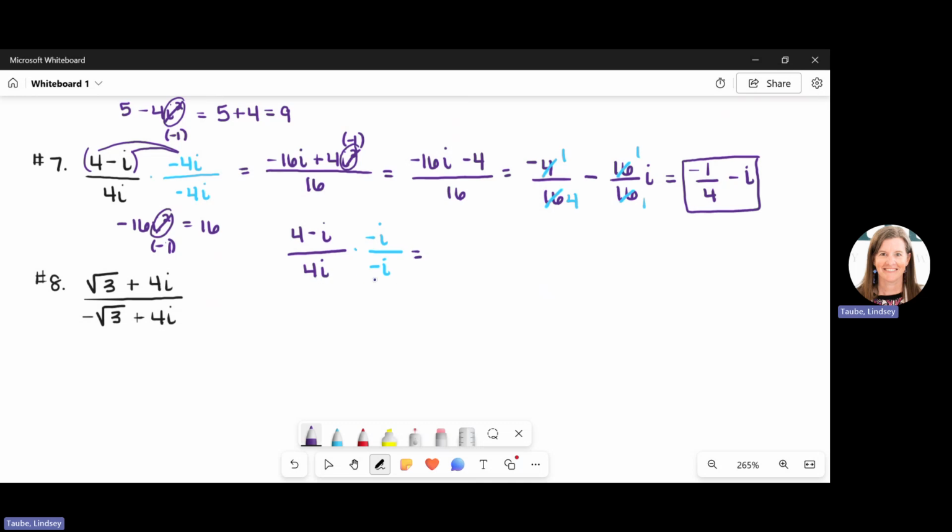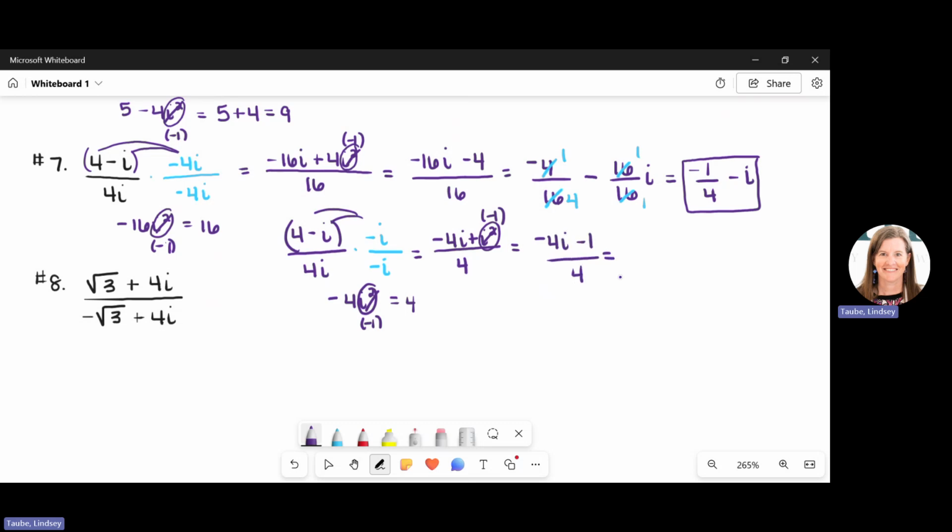So 4i times negative i would be negative 4i squared. The i squared becomes that negative 1, right? So that means I have positive 4 in the denominator. Distribute your negative i through. I would have negative 4i plus i squared. Replace the i squared with a negative 1, and I would end up with negative 4i minus 1 over 4.